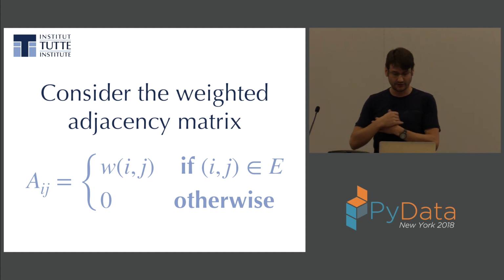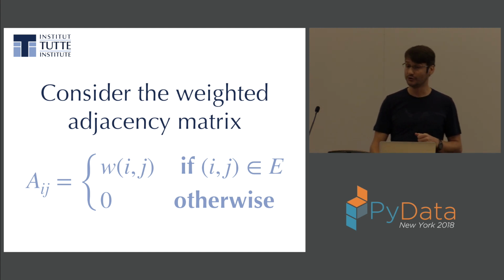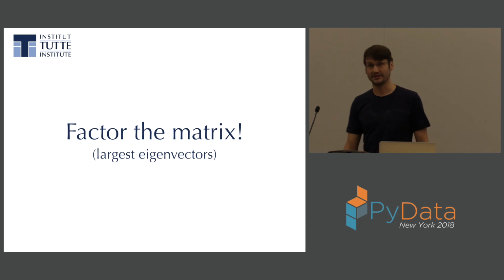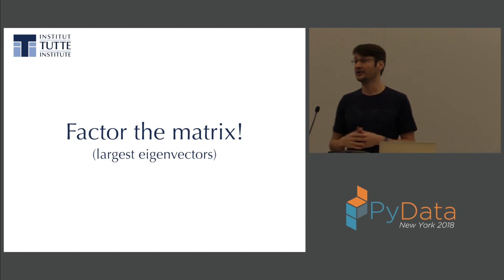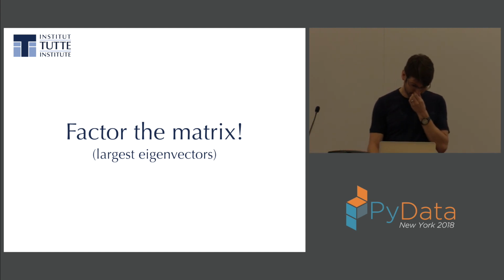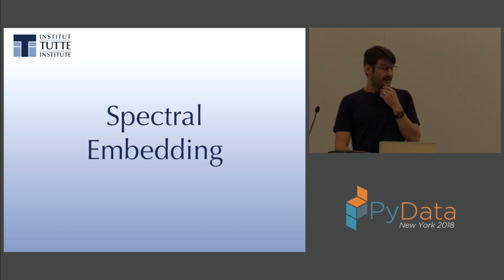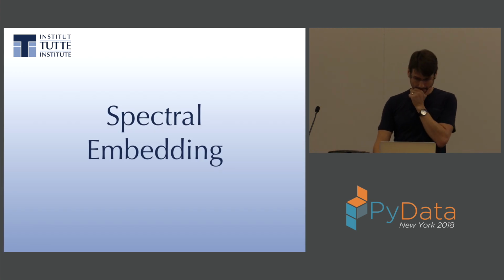So how do we turn a matrix into a low-dimensional representation? You should know this by now. We factor the matrix. That's exactly what they do. They just take the largest eigenvectors. Okay, so what about spectral embedding?